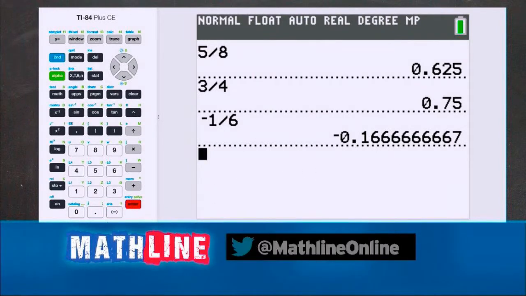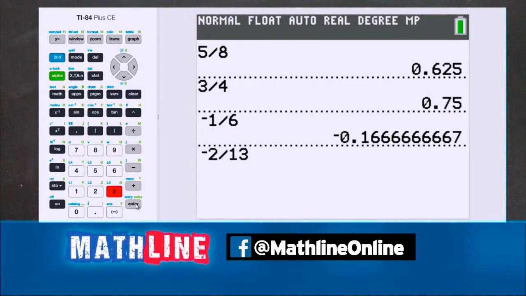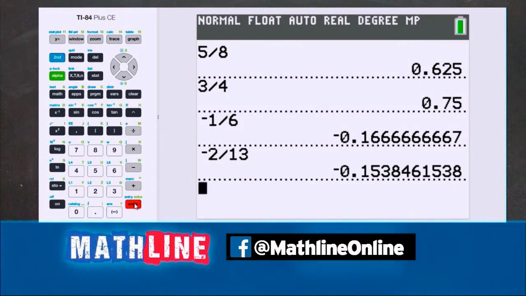So let's check out and see what -2/13 is going to do for us. And we've got to be careful. They're close. They're very, very close. So who's closer to 0?